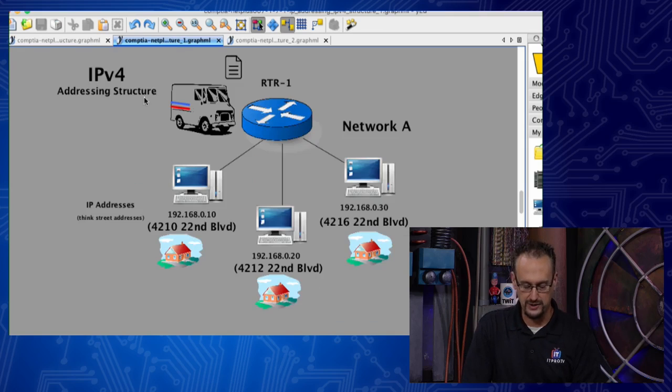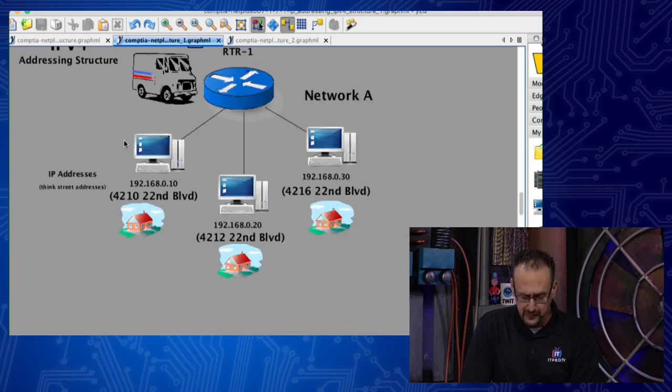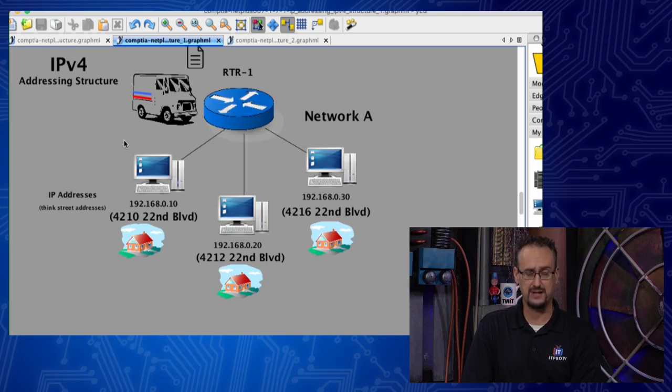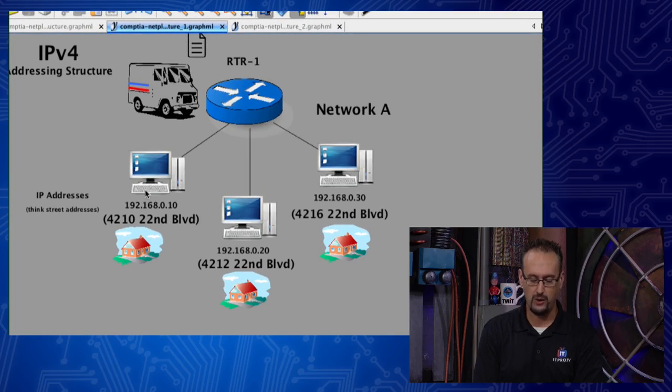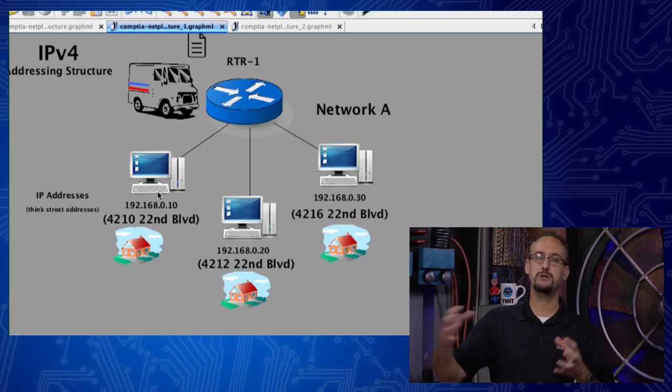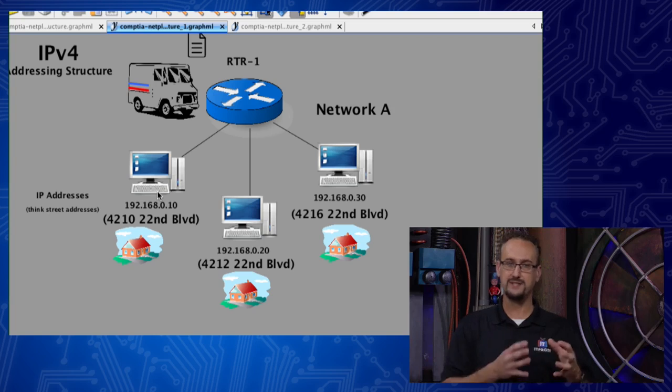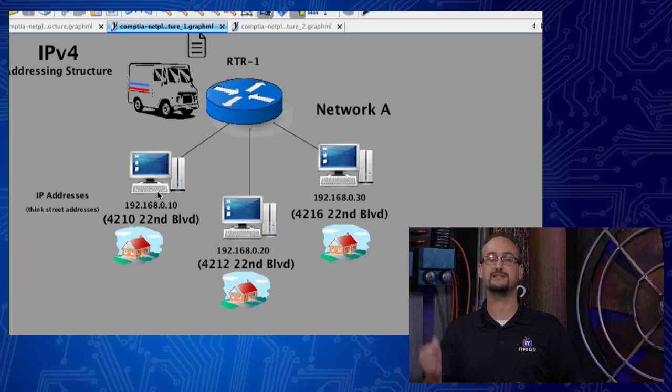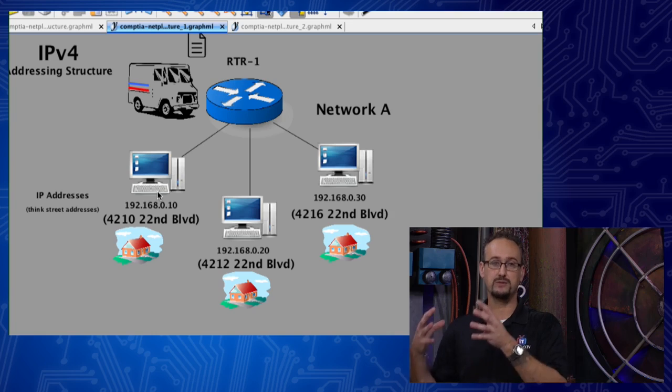All right, well, I want you to think of a network, and I want you to think of your IP addresses as kind of like street names. I know that a computer is going to have a unique network identifier. If two computers are going to be considered to be on the same network, then like the houses, they have to have the same street name. And that's going to be important.